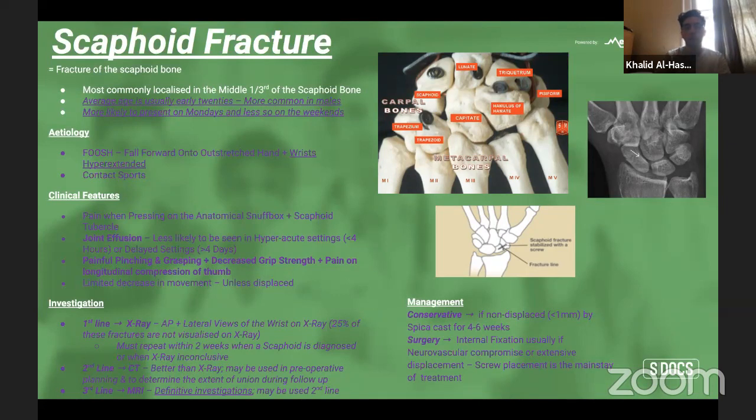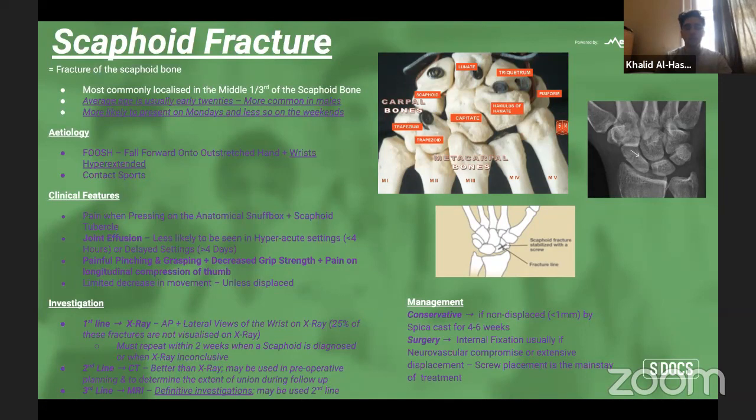There is also a risk of joint effusion. This is less likely to be seen in hyperacute settings, where it's less than 4 hours since the fracture, or in cases where we have left the fracture for a delayed period of time, which is greater than 4 days. We generally tend to find that it is painful pinching and grasping, and there's also decreased grip strength. If we compress the thumb, you'll tend to find that there is pain at the same place mentioned earlier. There is limited decrease in movement unless displaced.